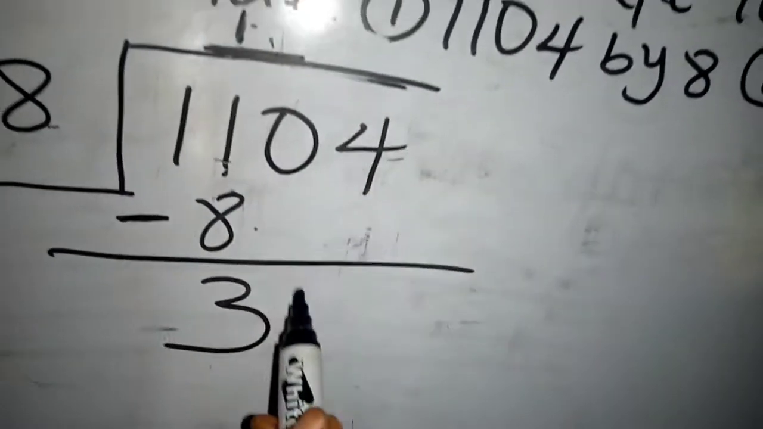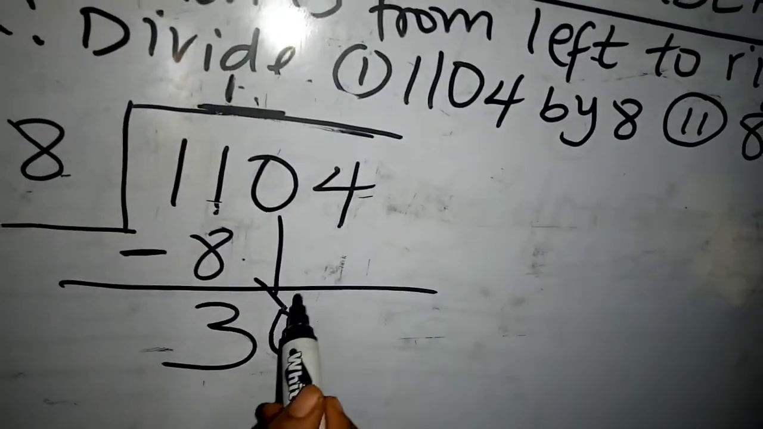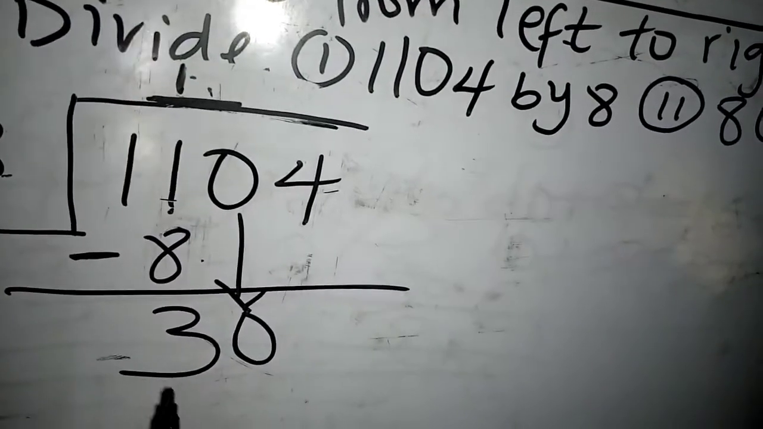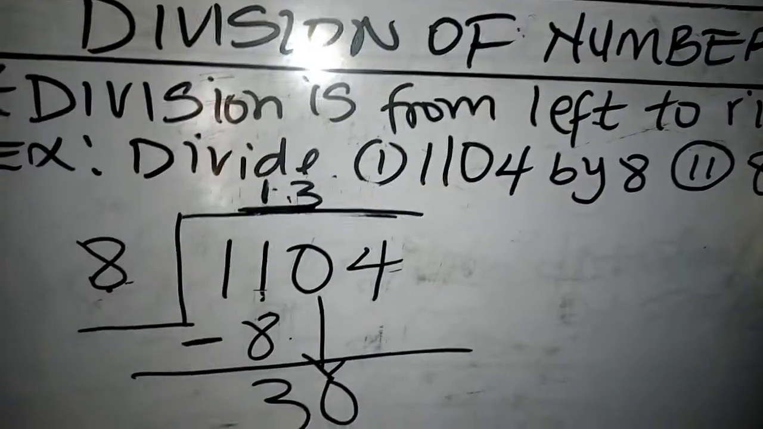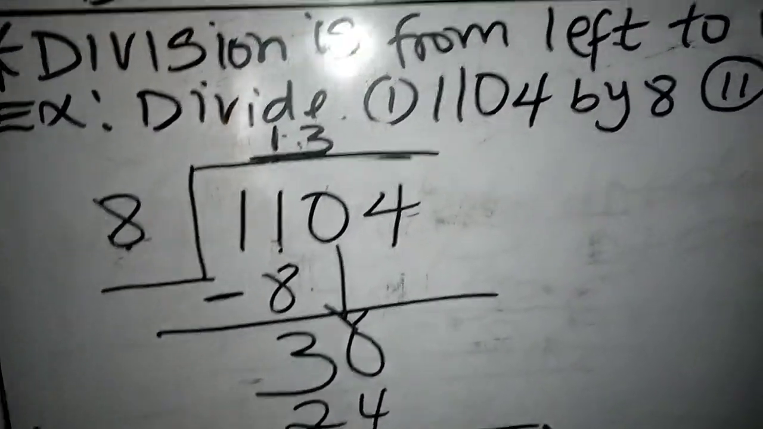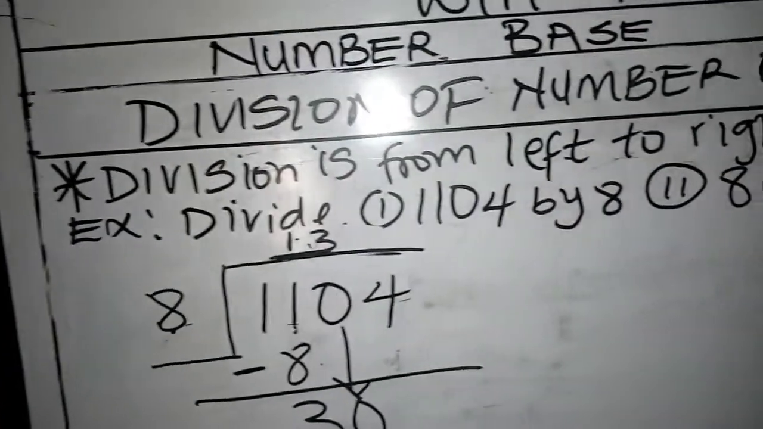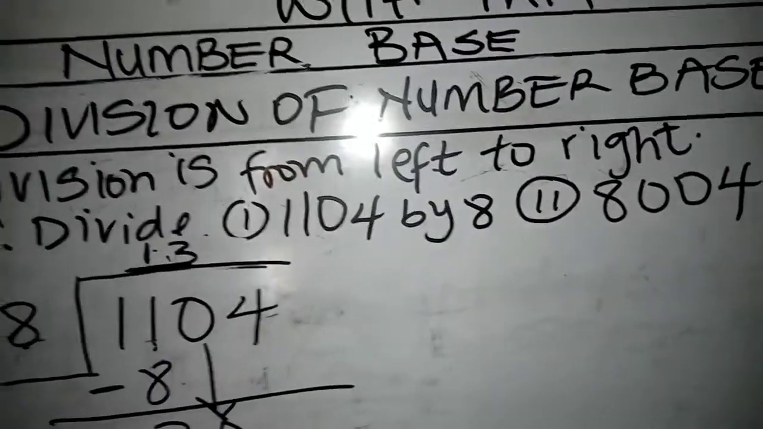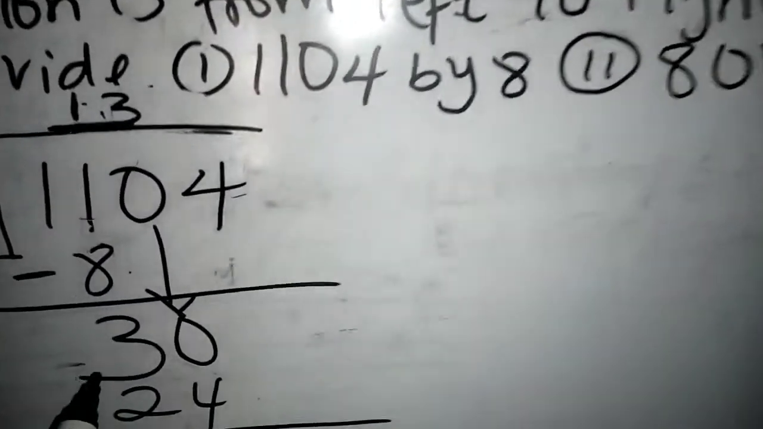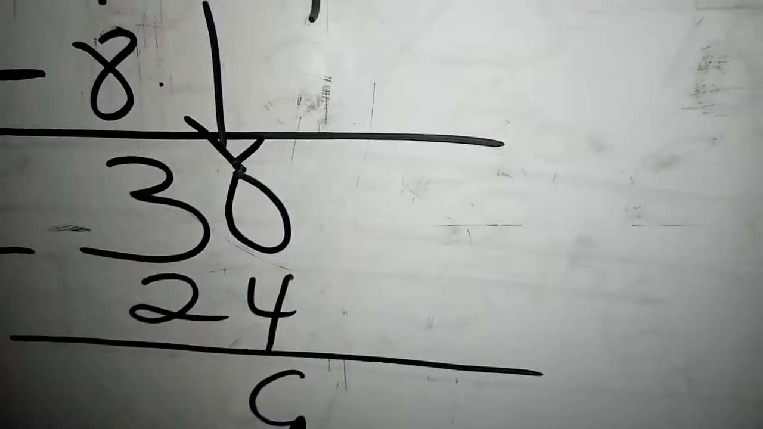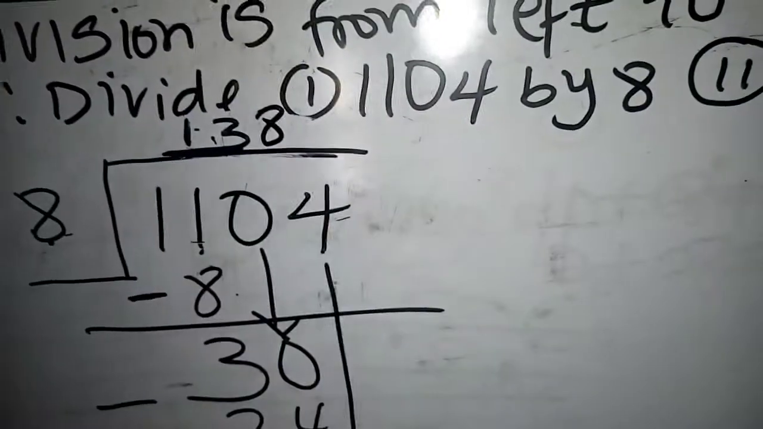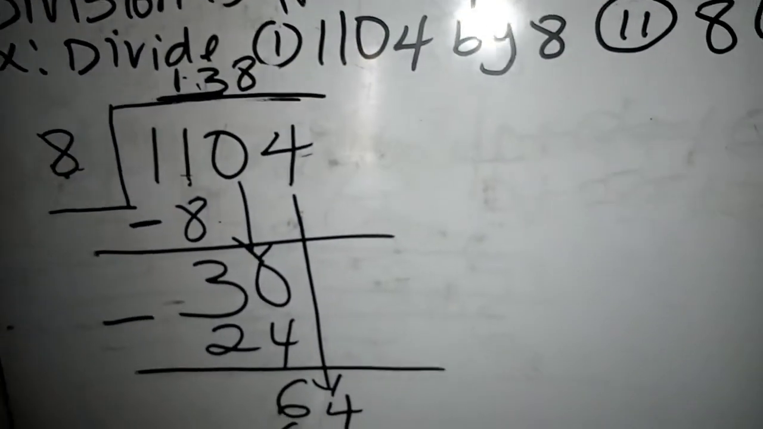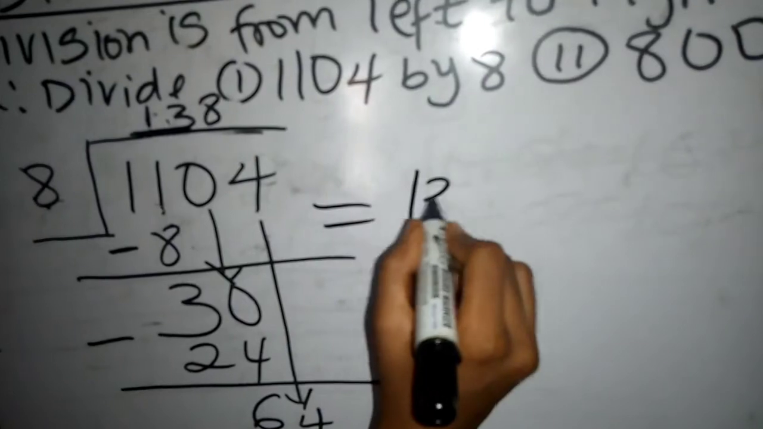You now bring down this 0. So 8 in 30 is 3. 8 times 3 is 24. So 30 minus 24 is 6. Then bring down this 4. So 8 in 64 is 8. 8 times 8 is 64. So the final answer is 138.